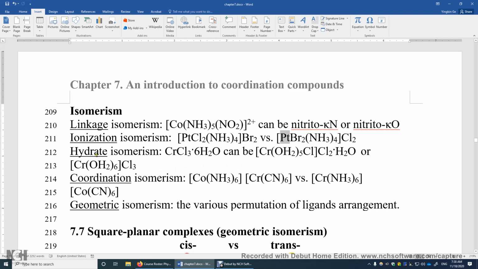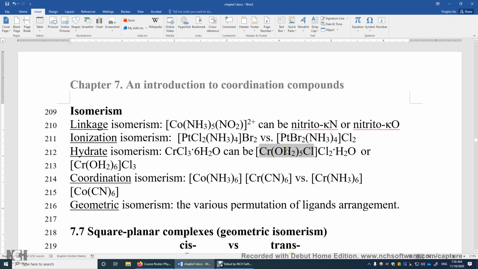Now we have hydrate isomerism. So what does that mean? If I give you this formula, chromium trichloride hexahydrate, well, you don't really know what are the ligands bonded to this chromium transition metal center. So it can be this.